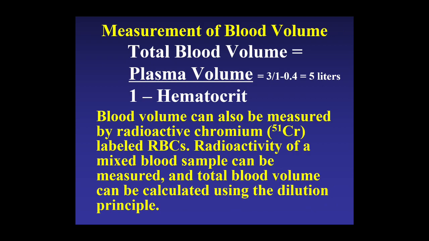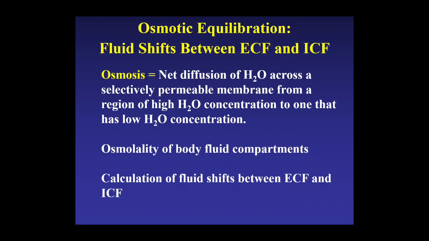Okay, now let's say I want to determine the blood volume from the plasma volume. We have a formula for that. Blood volume is equal to plasma volume over 1 minus hematocrit. Or of course you can measure blood volume directly by using radioactive chromium. So these are the methods we use to quantify these compartments.